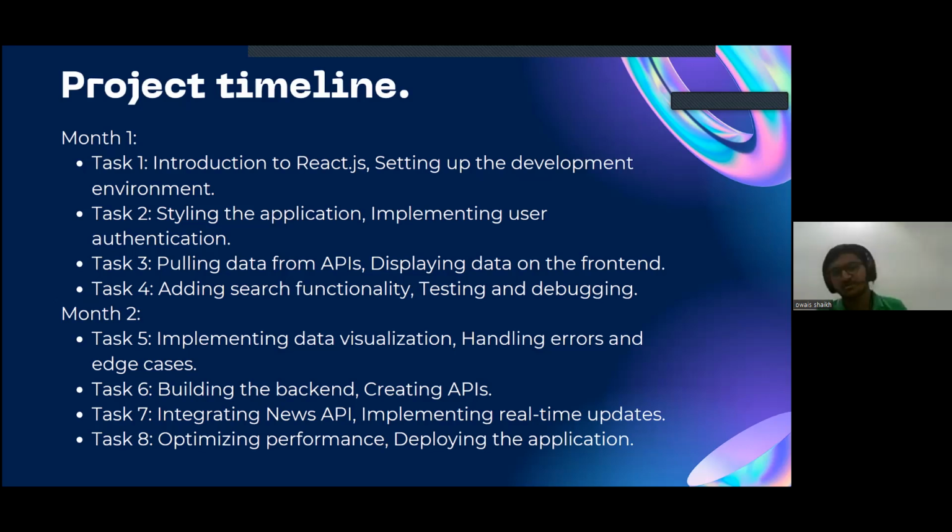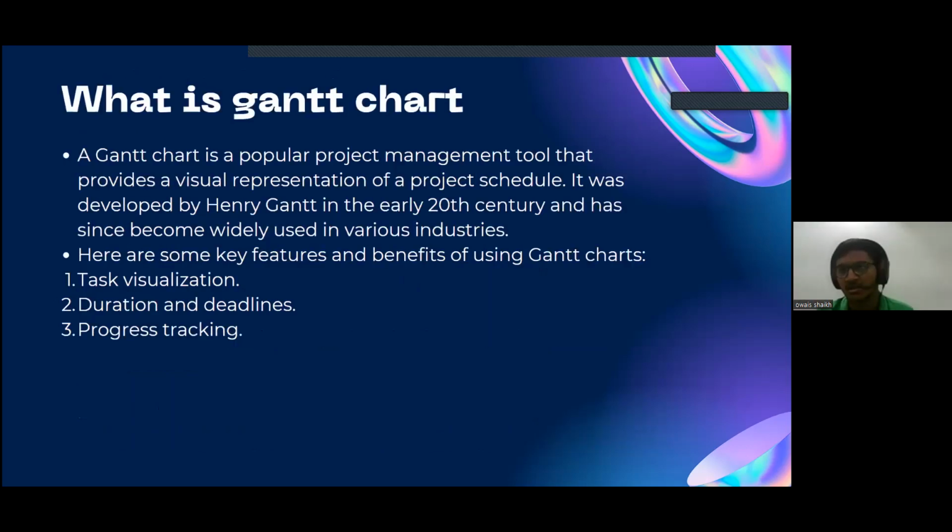Task six is building the back end, creating APIs, which is the same thing. We'll be getting all the data from the backend and putting it in the front end. Then integrating news API, which talks about the stock market, what is happening, what is going wrong, and which stocks are good and not. Then the next task is optimizing performance and deploying the application, which is just overall making sure that it works.